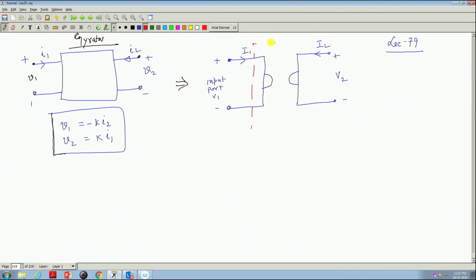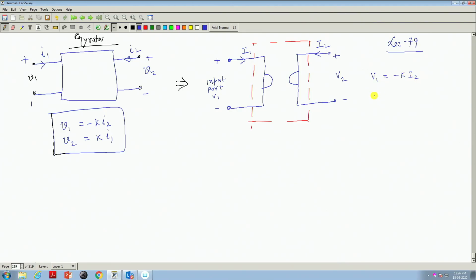This is how a gyrator is represented, to distinguish it from other two port networks. Just looking at it one can tell that it is a gyrator. Then this relationship holds good. So, the relationships are V1 equals minus k into I2 and V2 equals k into I1.